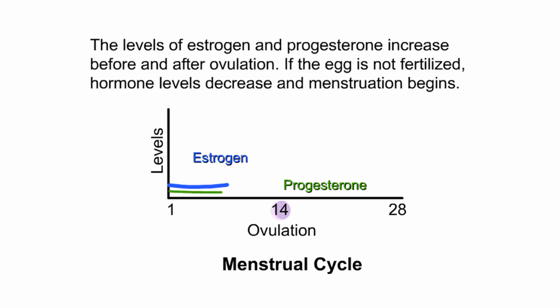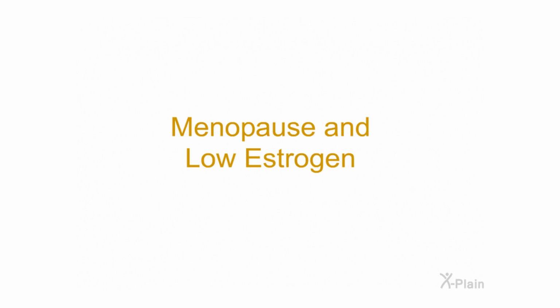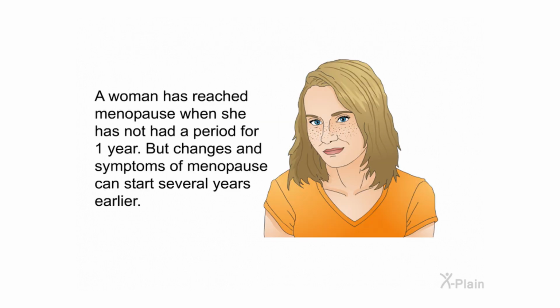The levels of estrogen and progesterone increase before and after ovulation. If the egg is not fertilized, hormone levels decrease and menstruation begins. Menopause and low estrogen. A woman has reached menopause when she has not had a period for 1 year, but changes and symptoms of menopause can start several years earlier.